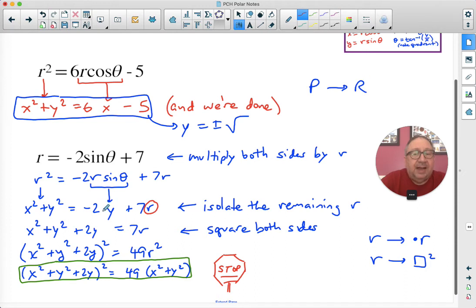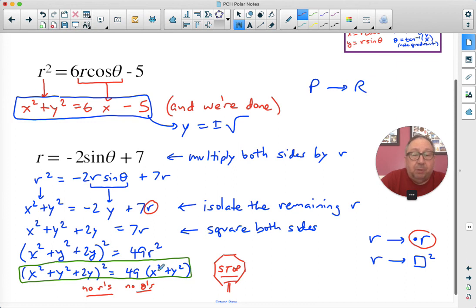So what I did was add the 2y to both sides to get everything on one side, isolating the r. And this time, rather than multiplying by r, because that's going to throw a new r over here that I'll have to figure out what to do with, and I already have this entire left-hand side in terms of x and y, this time I square both sides. So when I square the 7r, I get 49r squared. I am not going to square this out. I'm just going to leave it as quantity squared. And it equals 49 times x squared plus y squared. And I'm happy with it because there are no r's and no thetas. And that's where I want to be.